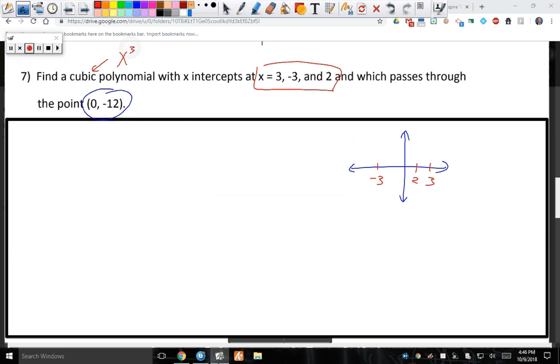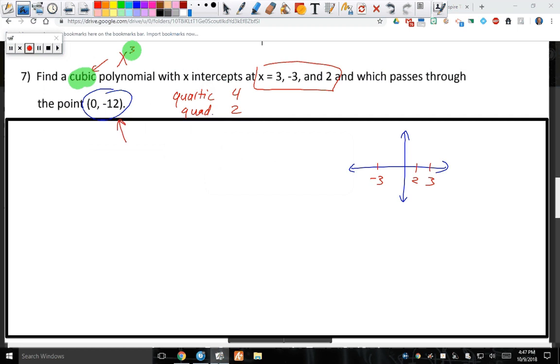That means it's going to be raised to the third power, because of cubic. If it said quartic, it would be to the fourth power. If it said quadratic, it would be to the second power. Otherwise, it'll tell you fifth degree or sixth degree and so on and so forth. And it passes through this point.